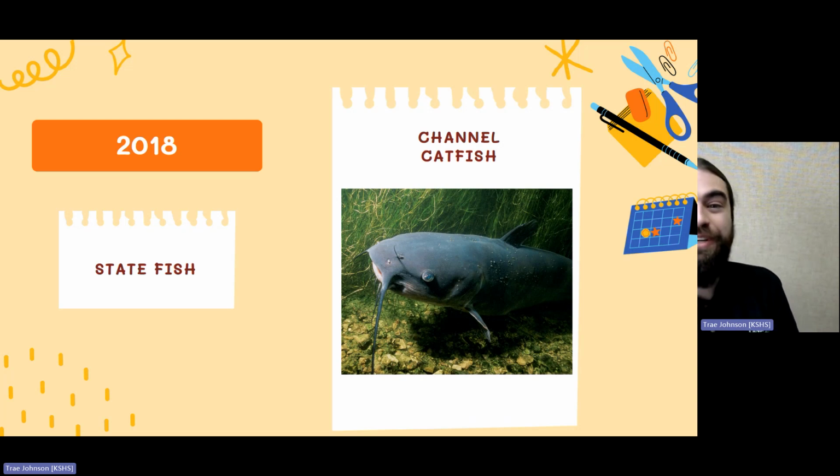Also in 2018, we got the channel catfish, a very common fish in Kansas. It's typically around 2 to 4 pounds, but in some rare cases, they can get up to 10 to 20 pounds or even more.